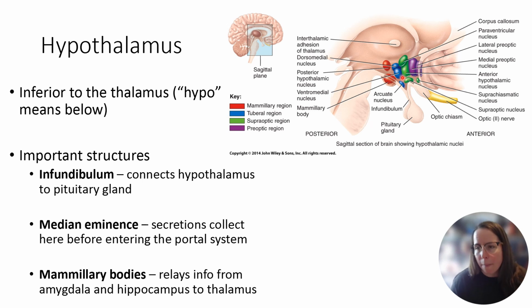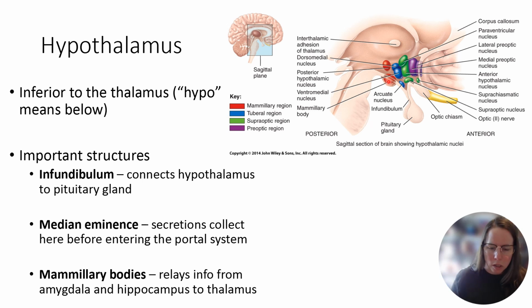The median eminence is a structure that's going to collect. It's not very easy to see because all the nuclei are in the way, but there's an area here that's going to basically have all of the secretions collect before they go into the portal system. And then we have our mammillary bodies, which is this guy right here, which is actually an important relay station for information from your limbic system structures, your amygdala and hippocampus, which we'll get into later, and the thalamus.